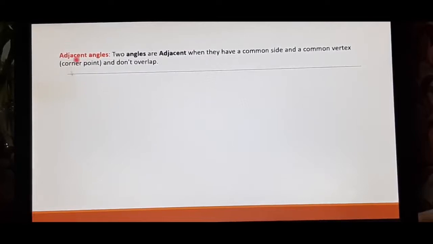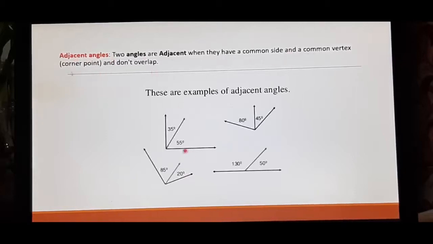Then adjacent angles. Two angles are adjacent when they have a common side and common vertex and they don't overlap. See, they have one common vertex. In the first figure, if you see, this is one angle 35 degrees and the other angle is 55 degrees. They are sharing a common vertex and they have a common arm, or common ray, we can say. So these types of angles form a pair of adjacent angles. Here again if we take this example, 80 degrees and 45 degrees are adjacent angles.